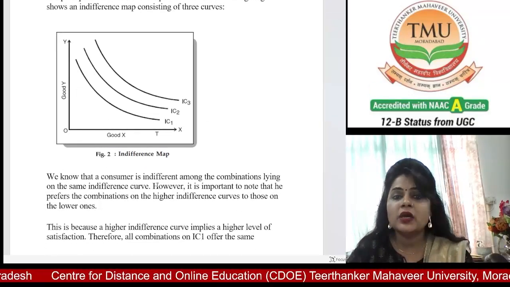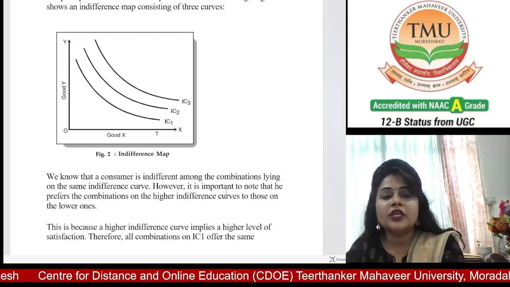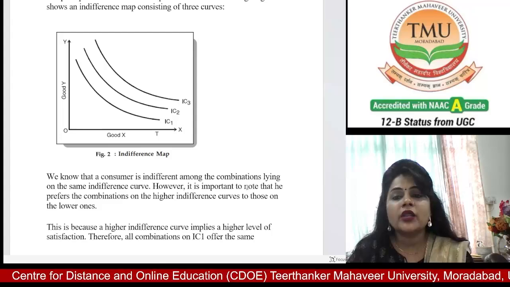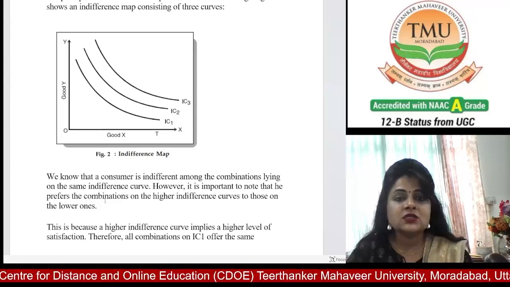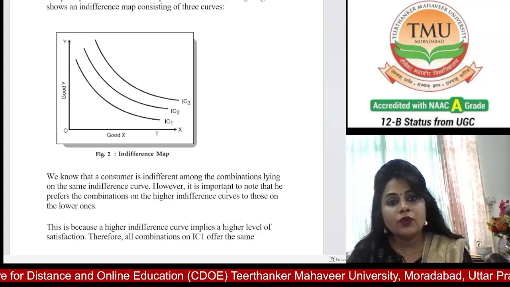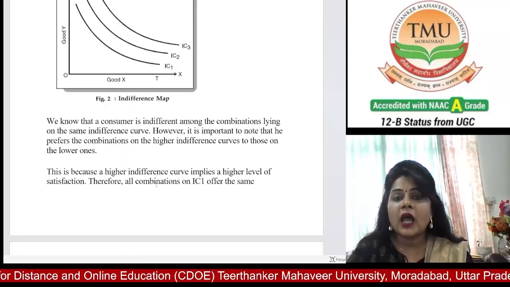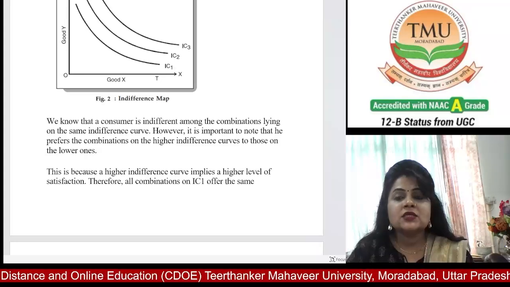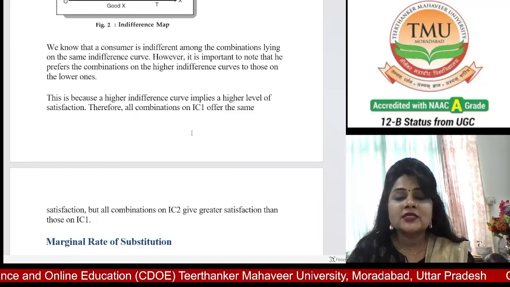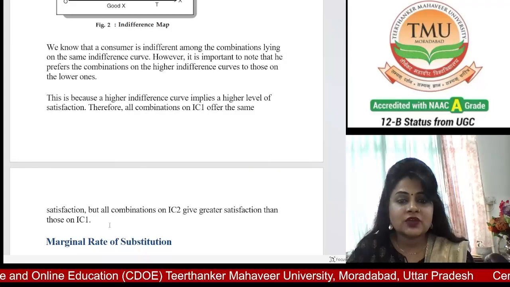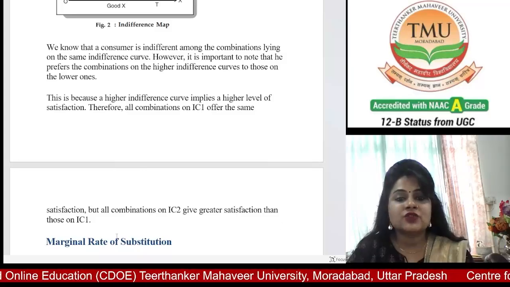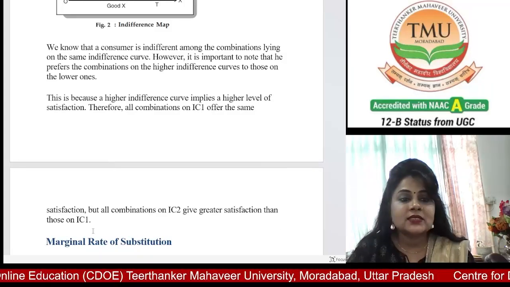We know that a consumer is indifferent among the combinations lying on the same indifference curve. However, it is important to note that he prefers the combinations on the higher indifference curve to those on the lower ones. This is because a higher indifference curve implies a higher level of satisfaction. Therefore, all combinations on IC1 offer the same satisfaction, but all combinations on IC2 give greater satisfaction than on IC1.